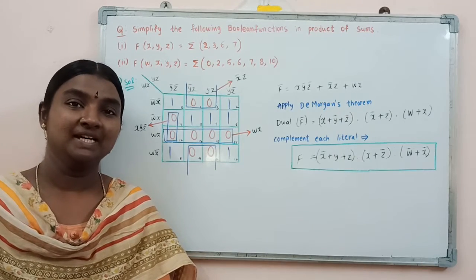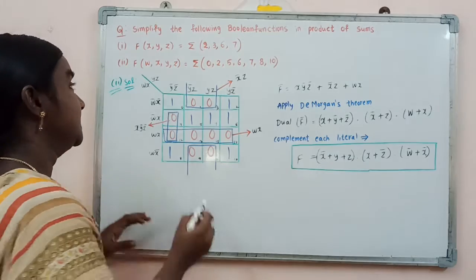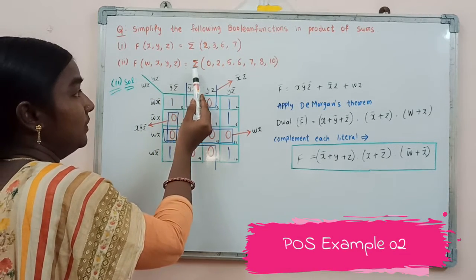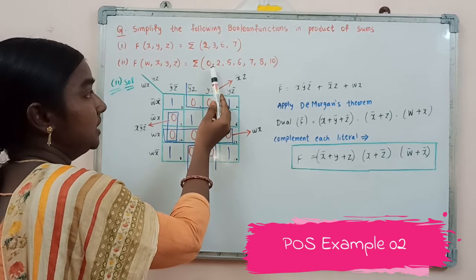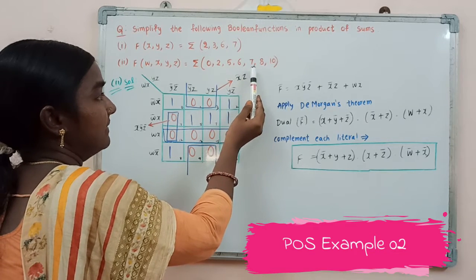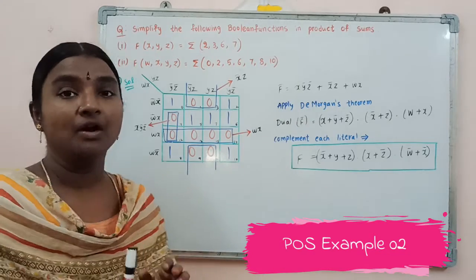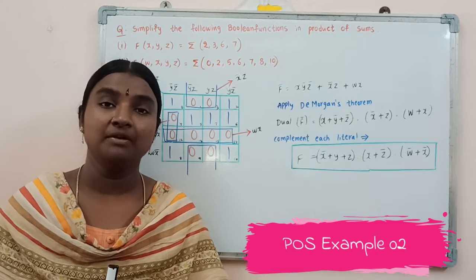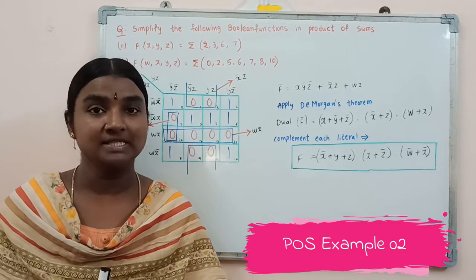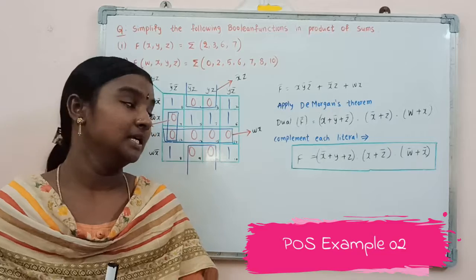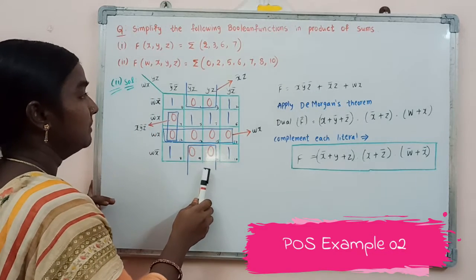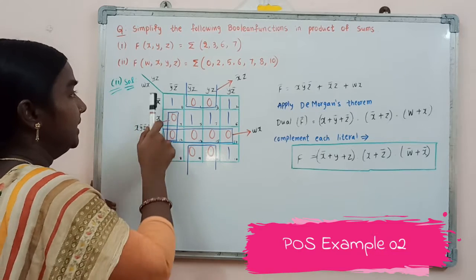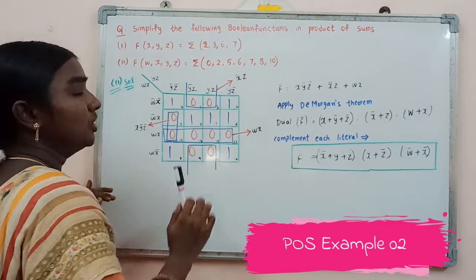Now we will simplify the second Boolean function, which is the function of w, x, y, z equal to the sum of minterms 0, 2, 5, 6, 7, 8 and 10. Now to find the product of sum expression, we need to consider a 4 variable Karnaugh map, because this is a function with 4 variables. So here we considered a 4 variable Karnaugh map where the w, x variables are on the row side and the y, z variables are on the column side.